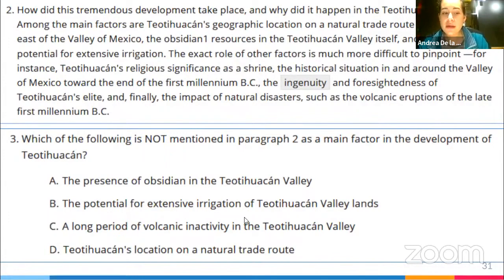Okay? We're gonna be answering question number 3 of the same set. Could anyone please read the question? Only the question. Which of the following is not mentioned in paragraph 2 as a main factor in the development of Teotihuacan? Okay, thank you so much, Ricardo.